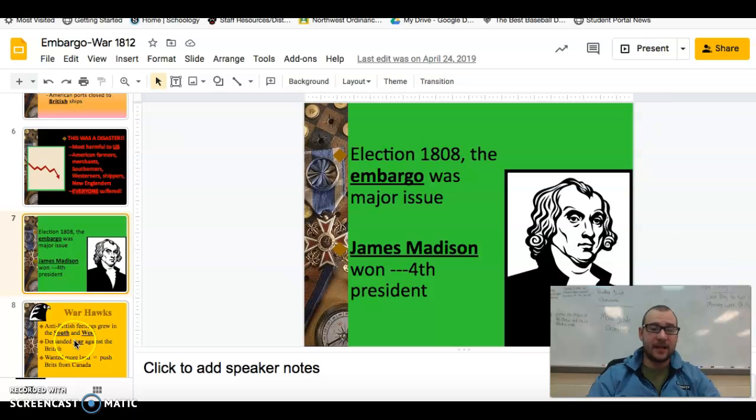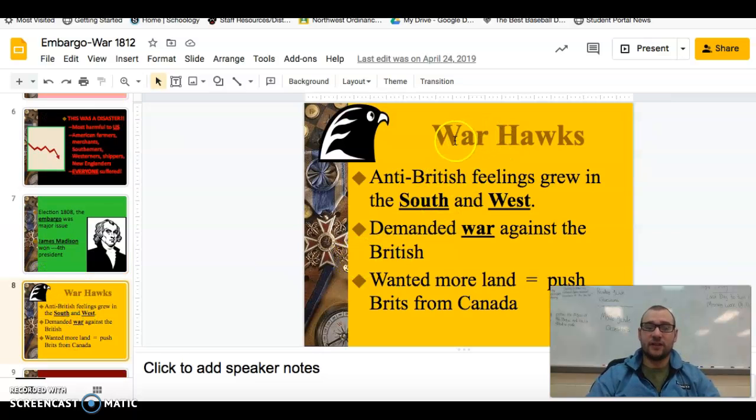All right, so Madison takes over, and then we get the introduction of this vocab word called war hawks. Now, anti-British feelings grew in the South and also the West, basically the farmers. They are demanding a war with Britain. The war hawks, besides wanting revenge on Britain for the impressment, also selfishly wanted more land so that they could have more land to farm, right? More land equals more money equals more influence, okay?